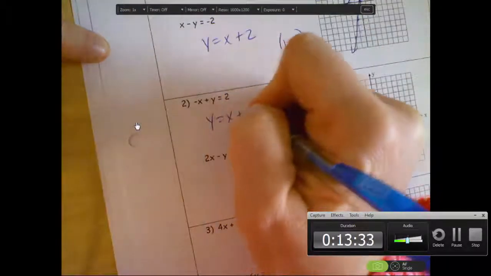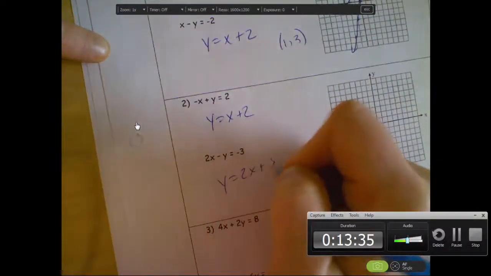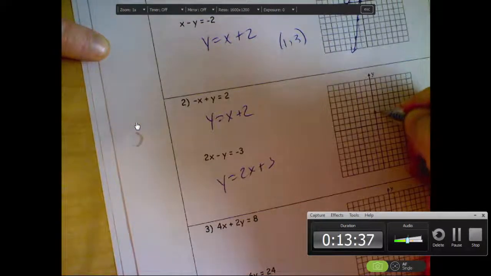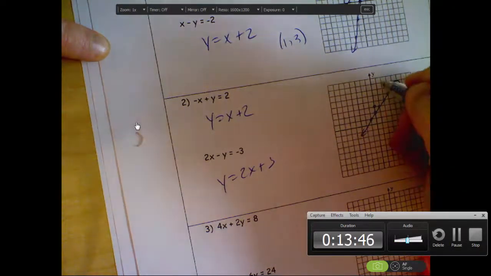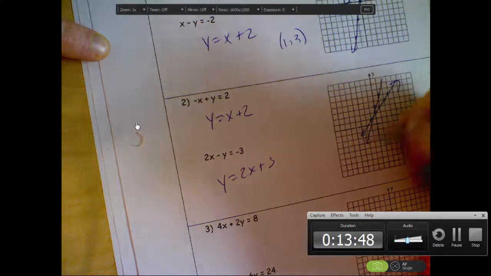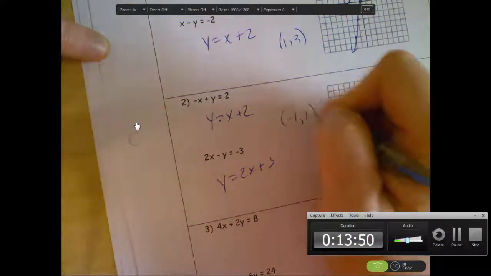Here, y equals x plus 2 again. y equals 2x plus 3. x plus 2 looks like this. 2x plus 3 looks like this. So it looks like (-1, 1).